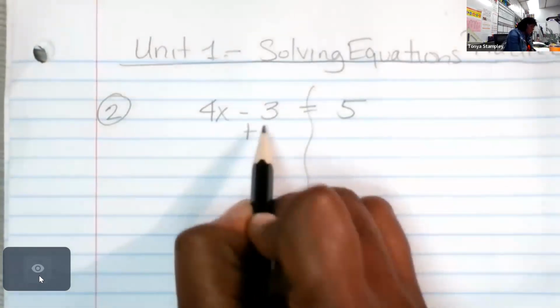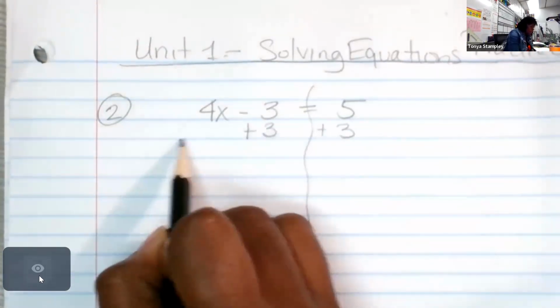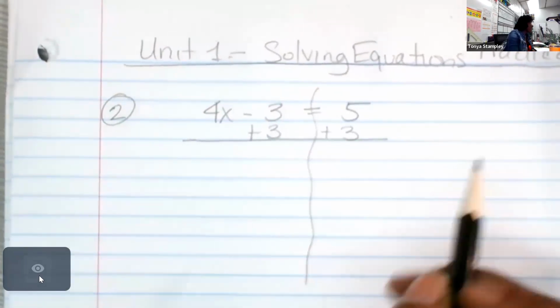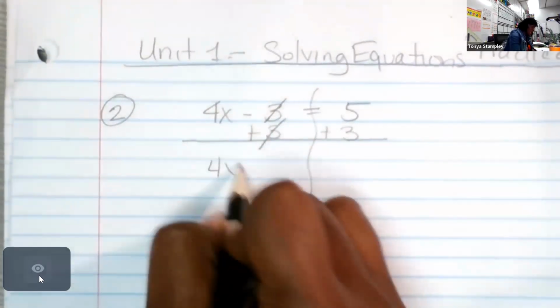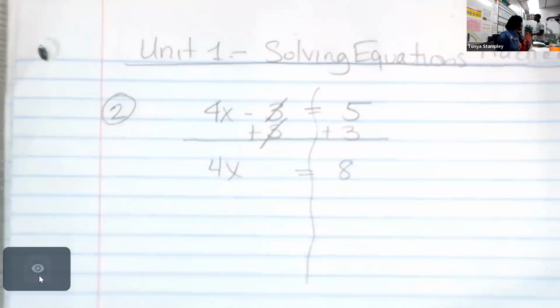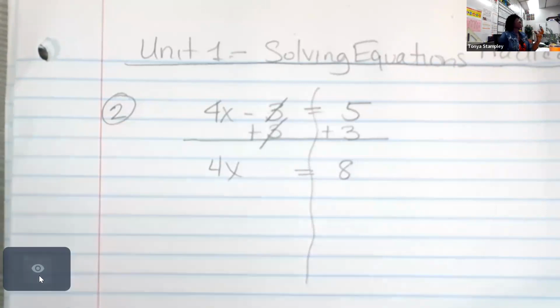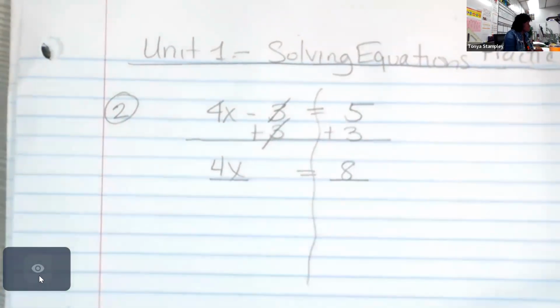And whatever I do to one side, I must do to the other. And what property are we using right now? Addition. Oh, very good. Those cancel out, and I'm left with 4x equals 8. Am I done? Why am I not done? Because I still don't have x by itself. What is around x that I need to get rid of? This 4. What is the relationship between 4 and x? Multiplication. How do we undo multiplication? Division. So I'm going to divide both sides by what? 4.